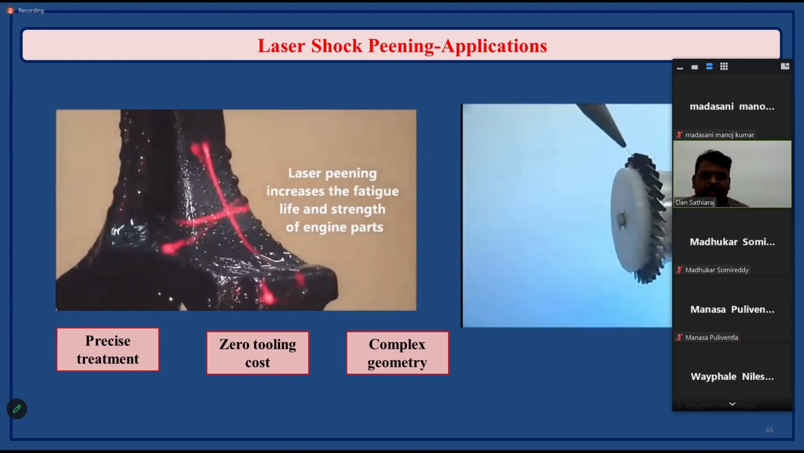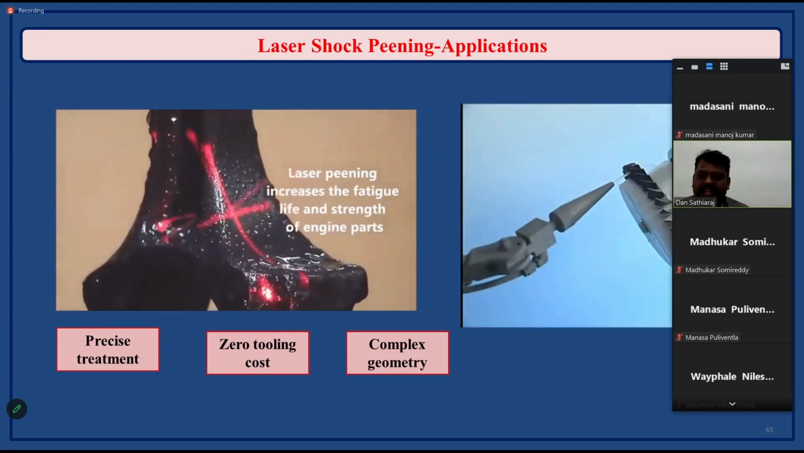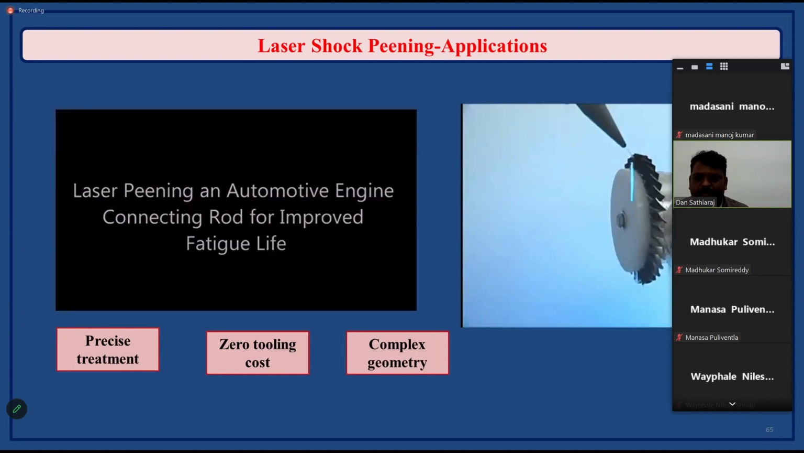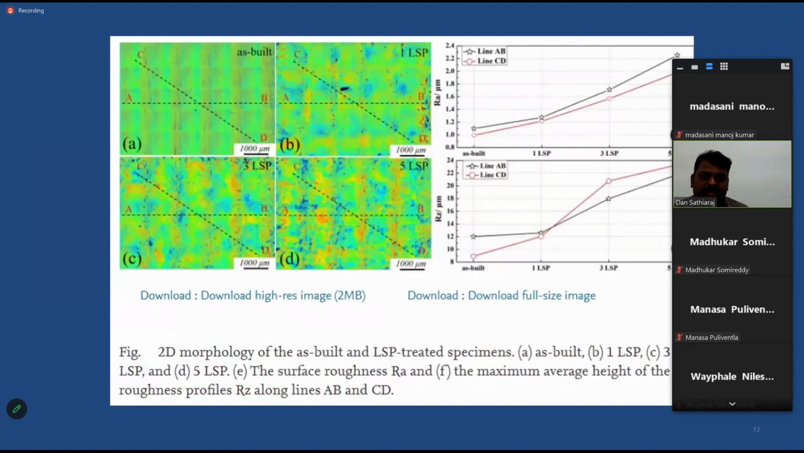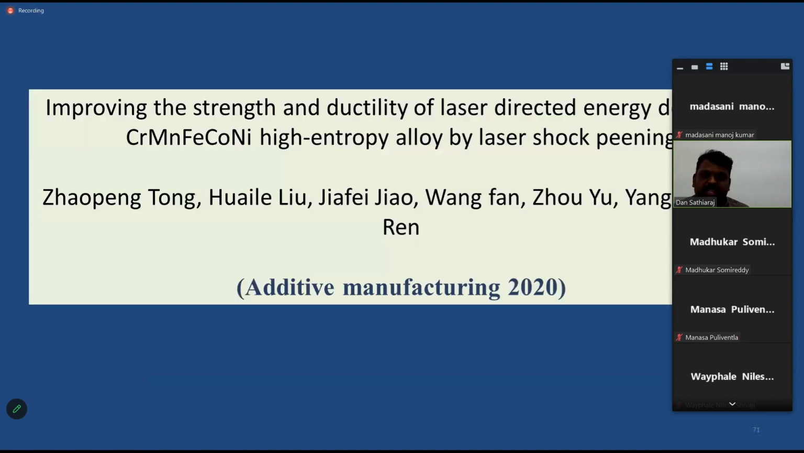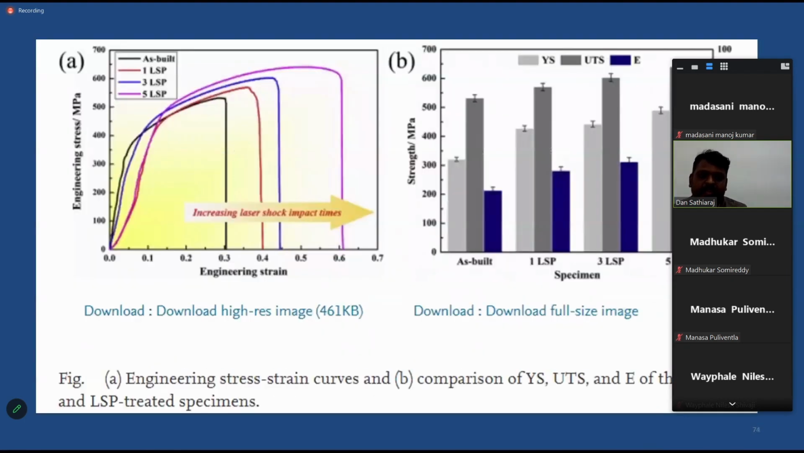Okay, this same process they adopted in the high entropy alloy also. Similar thing they did: they tried to improve the surface property. So that's what I tried to say. The same thing in the five component alloy, they did it. They used different laser powers, maybe here five cycles. When changing to five cycles, they were able to increase the strength and ductility.